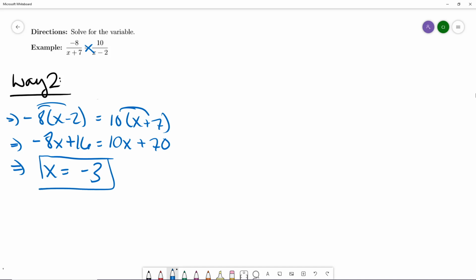Right? And then still undefined for way 2, I forgot to write, but you still need to tell me when this is undefined. Right? So this is undefined when x is equal to -7 and 2. Right? And because -3 is neither of these values, this is the solution to our equation. So the one thing with way 2 is that you just don't have to find the LCD. You guys can do whichever way you like best. As long as you understand that the only time you can do this cross method is if there's an equal sign between it. Okay, that's the most important thing.